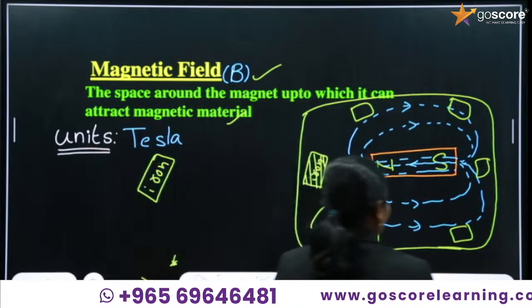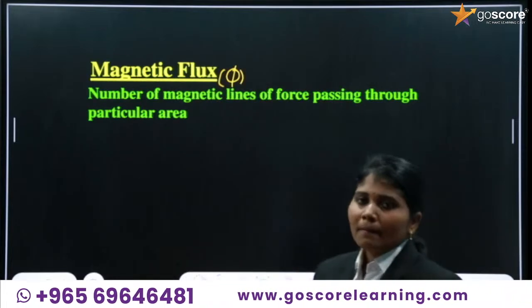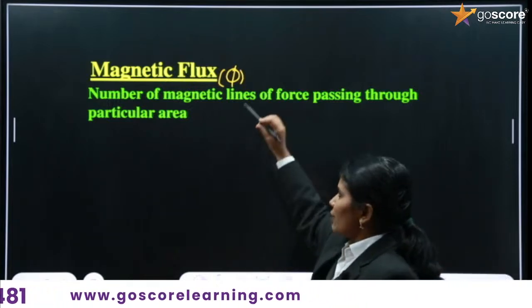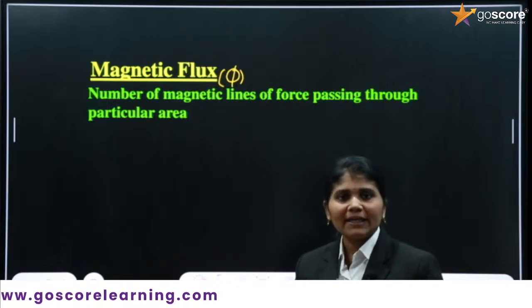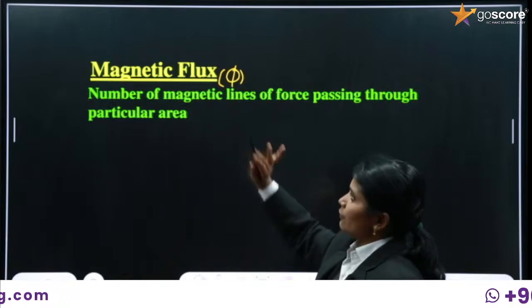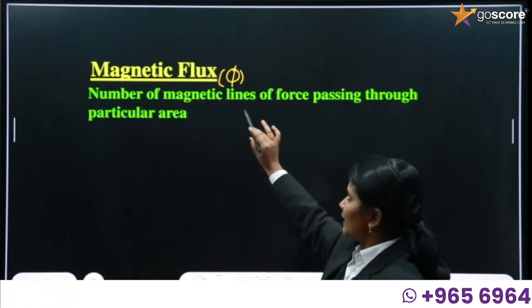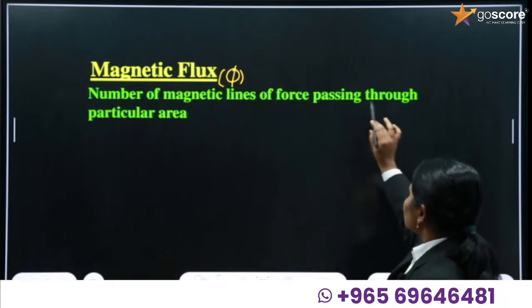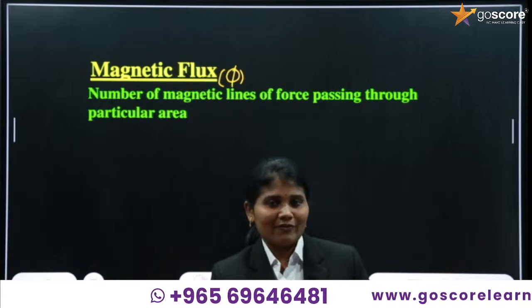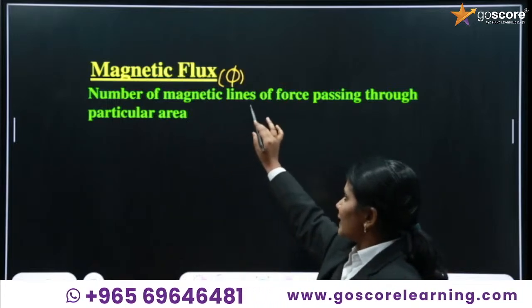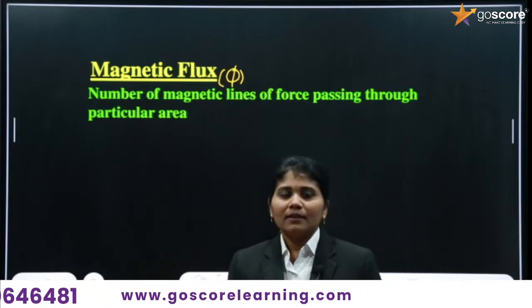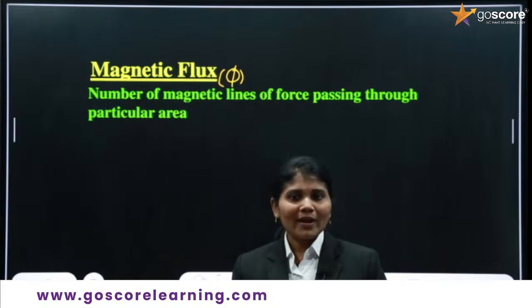Next one. Magnetic flux. What is magnetic flux? Magnetic flux is indicated by phi. What is the definition of magnetic flux? The number of magnetic lines of force passing through a particular area is called magnetic flux.